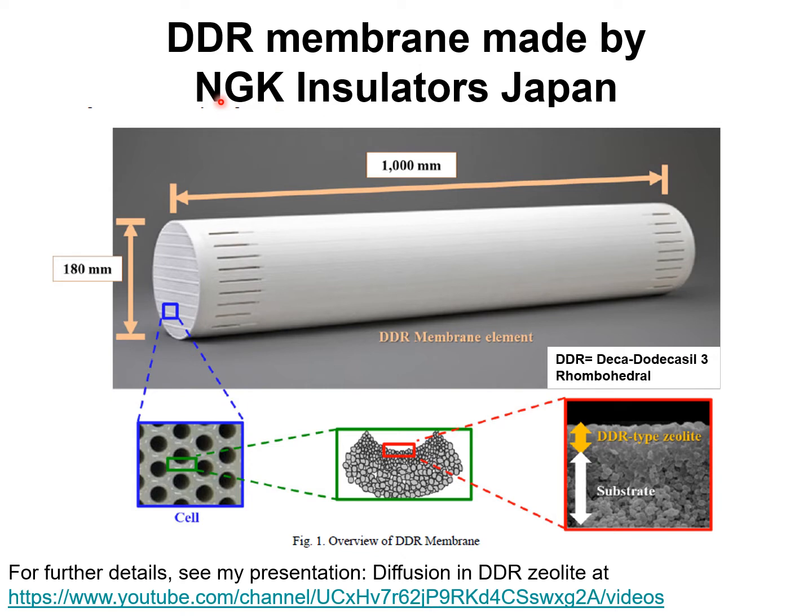The company called NGK Insulators in Japan offer membrane modules which have a monolithic structure, and the inner walls of the tubes are coated with a thin layer, typically about 20 micrometers in size, and this layer consists of DDR zeolite that allows selective CO2 permeation from a CO2 methane mixture.